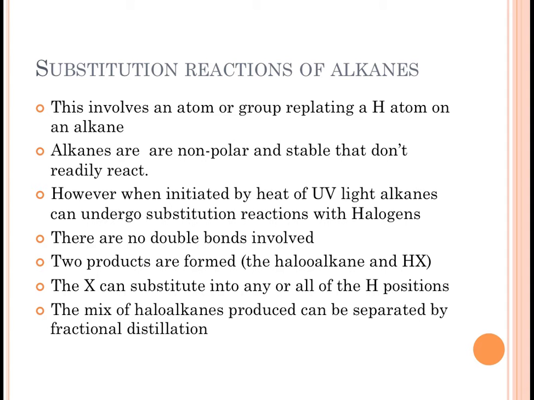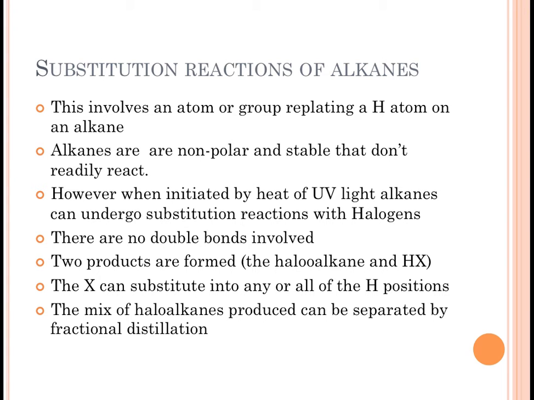Okay? We're going to make two products. We're going to make your haloalkane, and you're going to make the other hydrogen that we've just removed attached to, we give it a symbol X. We use X for any halogen. So it might be HCl, it might be HF. The halogen could substitute into any of the positions on your alkane, or more than one.